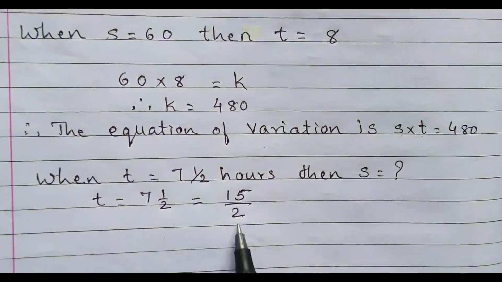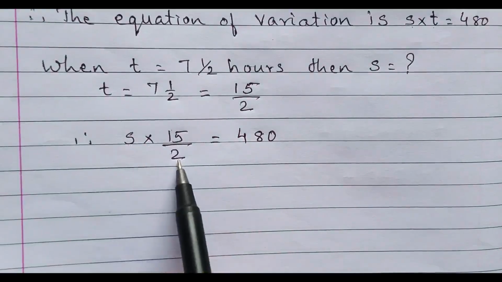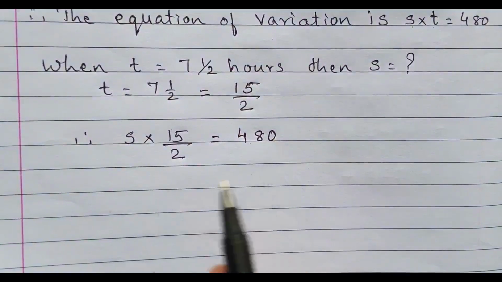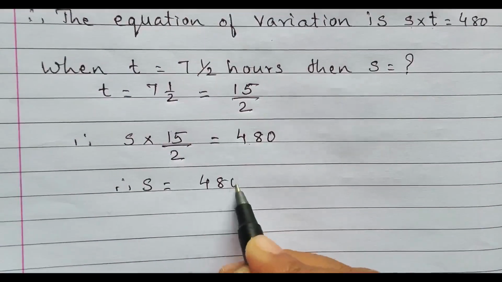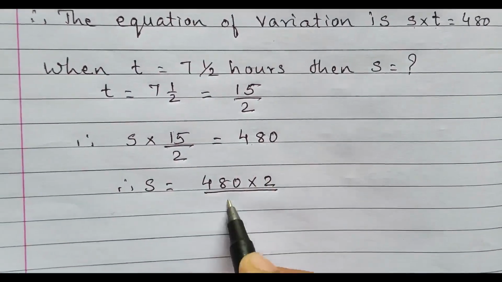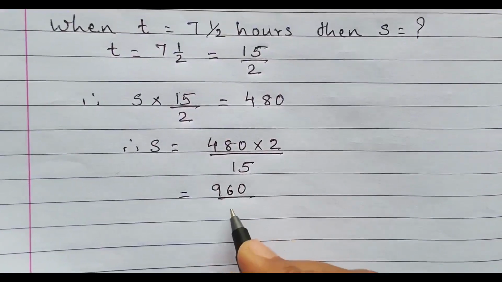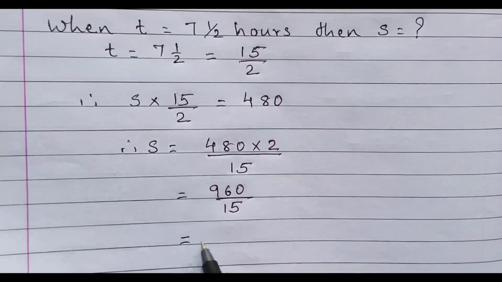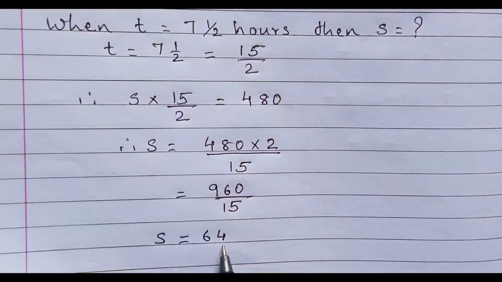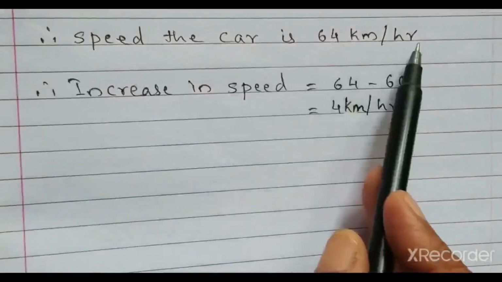Now substitute the value of t in the equation of variation to find the value of s. So you get s multiplied by 15 upon 2 is equal to 480. Therefore, you can write s is equal to 480 multiplied by 2 divided by 15. So this will give you 960 divided by 15. So when you divide 960 by 15, the answer is 64. So we get s is equal to 64. That means the speed of the vehicle should be 64 kilometers per hour.